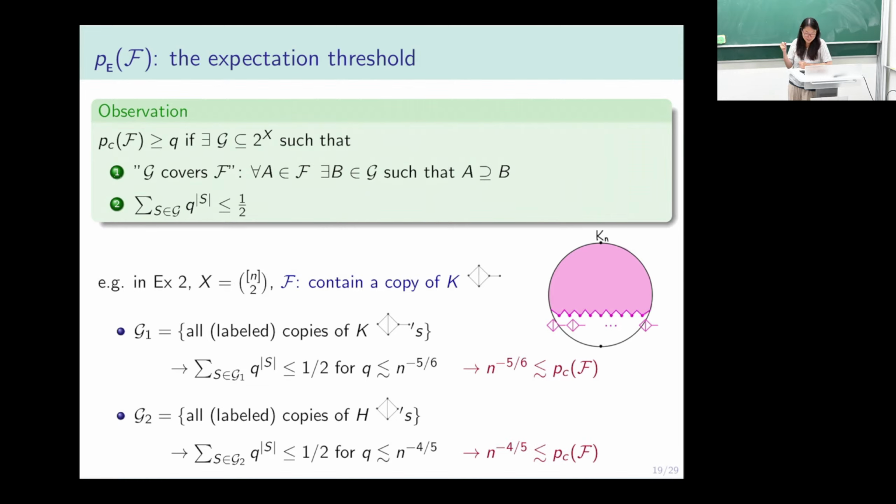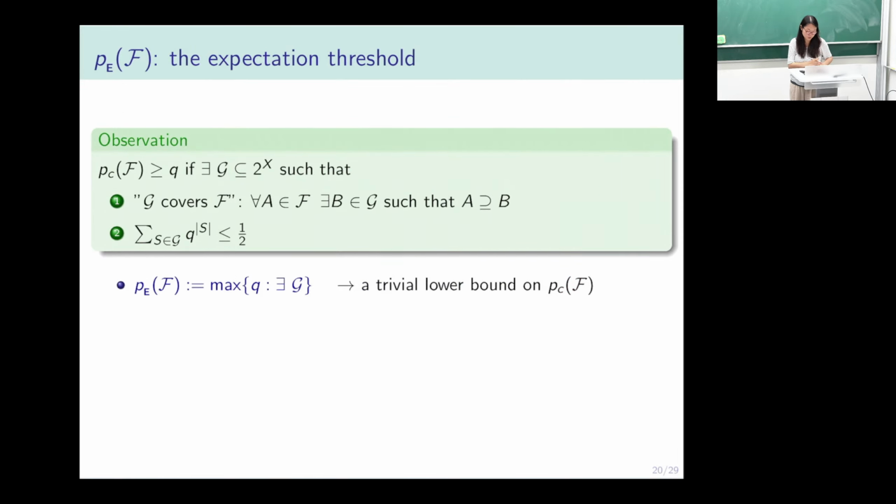Okay. So this tells us that whenever we have a cover, it gives us a lower bound on the threshold. And so each time we choose a cover, it gives us a lower bound. And then the definition for the expectation threshold is this. We just choose the maximum Q that meets a cover. So we consider all of the possible covers, and so all of the possible lower bounds, and then we choose the maximum. This is the definition for the expectation threshold. And of course, from the definition, this is a trivial lower bound on the threshold because we just choose the maximum among all of the lower bounds.